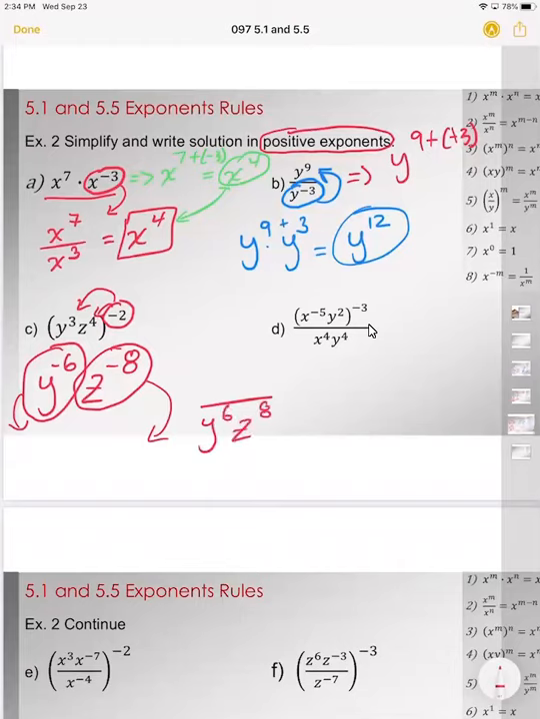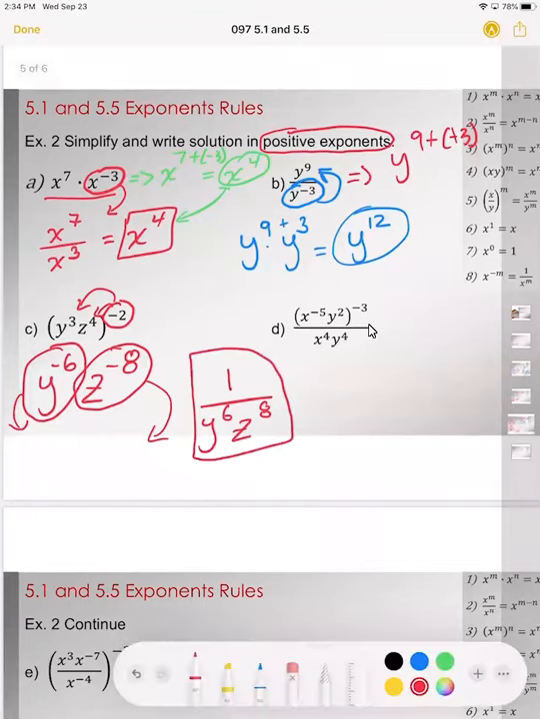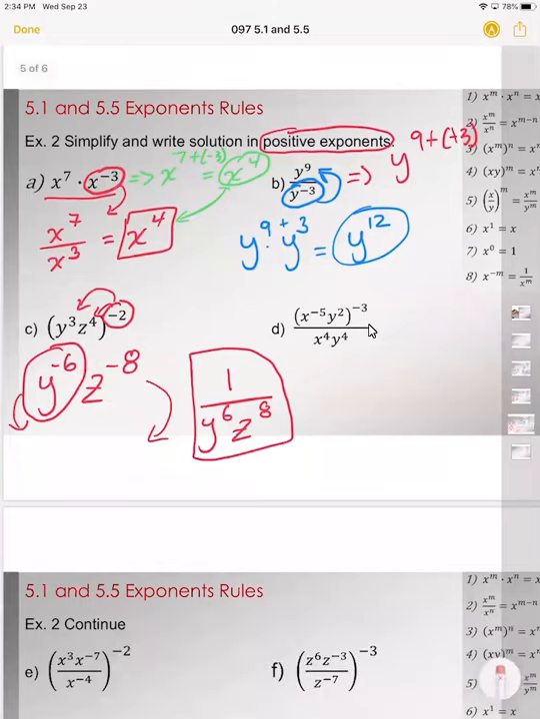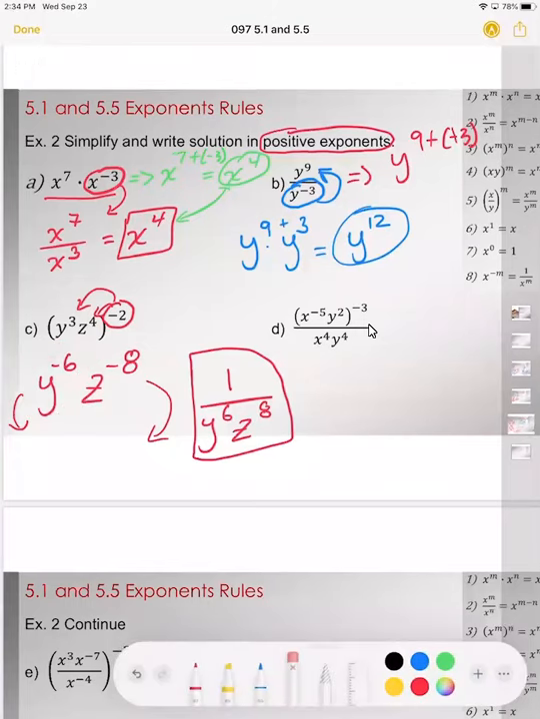But for me to show you that it's on the denominator and there's nothing on the numerator, I have to put the 1 to illustrate that the item I have is on the denominator. Now everybody see that because of the negative exponent, I need to move it to the denominator since it's on the numerator. And my answer is 1 over y to the 6 z to the 8.